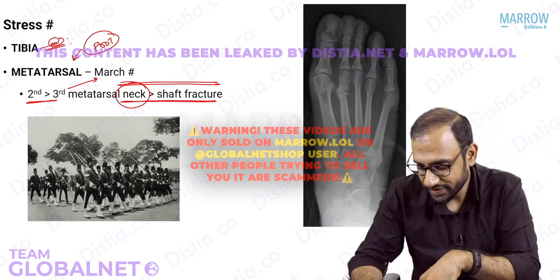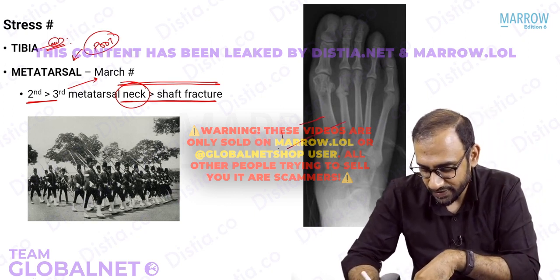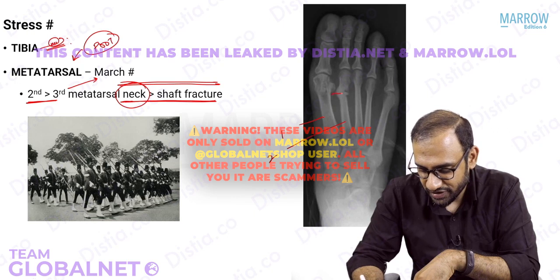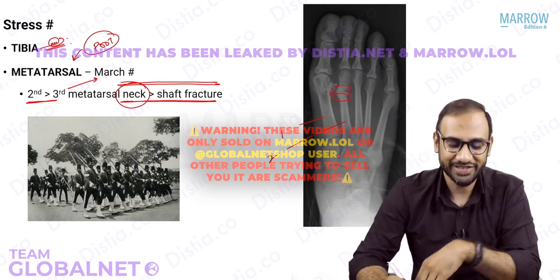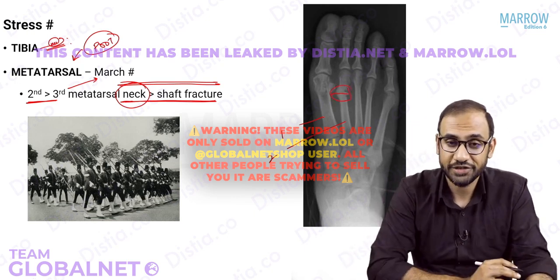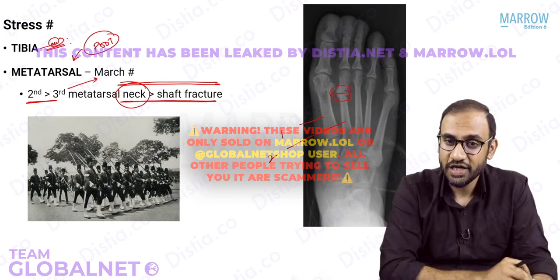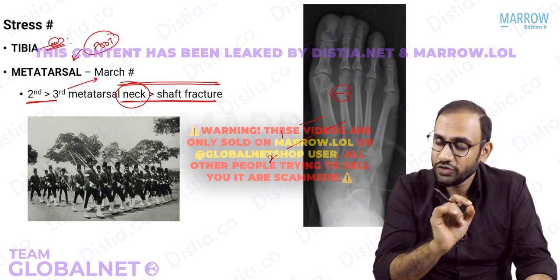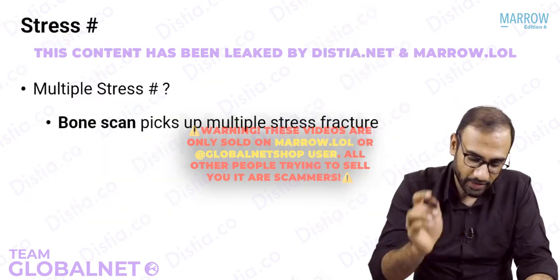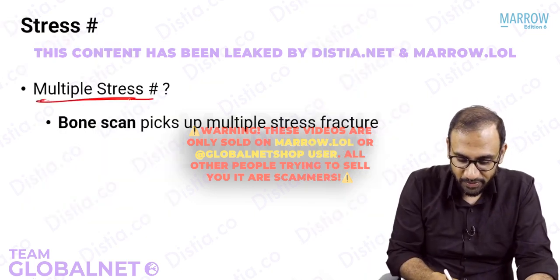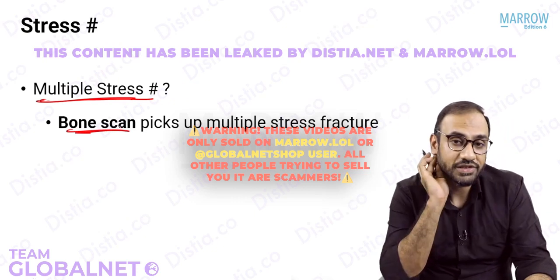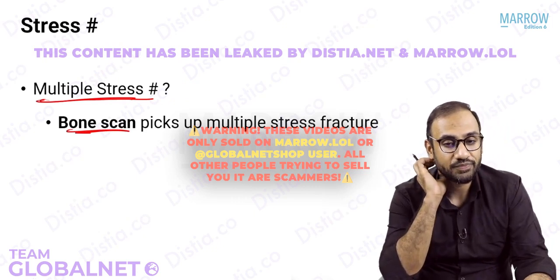Look at this. Here, this is the metatarsal. First, second, there is a stress fracture of the second metatarsal. This is known as March fracture. Now, sometimes patients come to you with multiple stress fractures. In that case, the investigation of choice is bone scan and not MRI. Multiple stress fractures, bone scan picks up multiple stress fractures, and that is the investigation of choice.